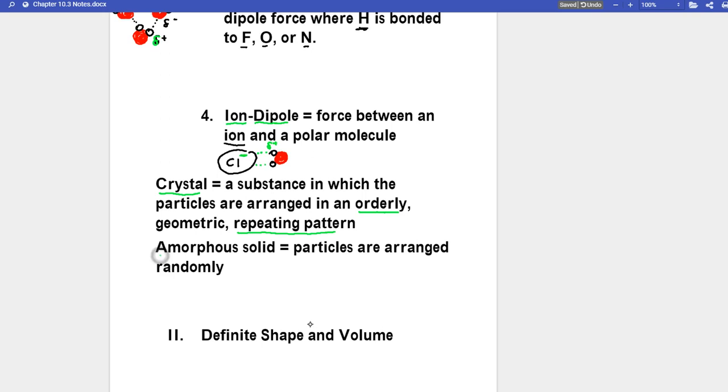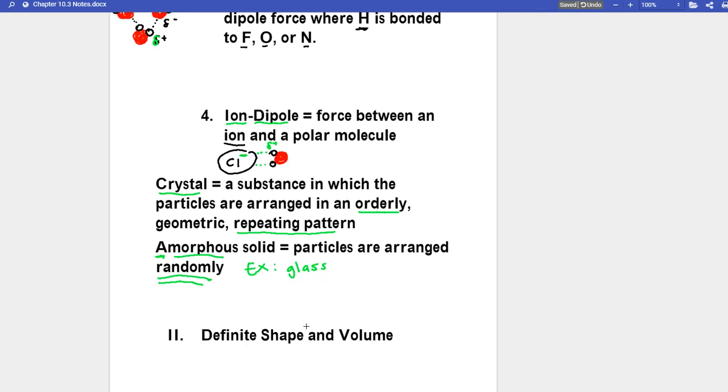An amorphous solid: a meaning without, morphous meaning shape. So these don't have a shape. They're very random. And glass is an example of an amorphous solid. And that's why when glass breaks, it doesn't make nice regular shapes. It makes all kinds of random patterns and shapes and edges because it's an amorphous solid.